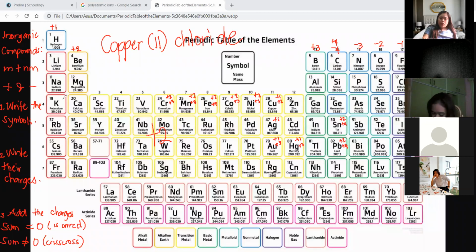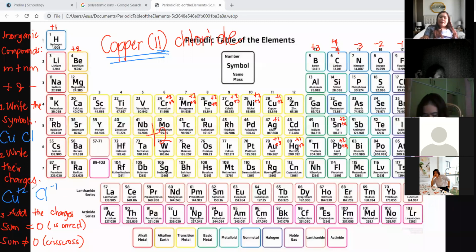So, pag himuon na ang iyahang chemical formula, the same lang gihapon ang steps. We'll just write the symbols. Copper is Cu, chloride is Cl. Tapos ang charge niya, class, remember this? The one that is inside the parenthesis will give you a hint. Ang charge ni copper is positive 2, and for chloride, it is negative 1.